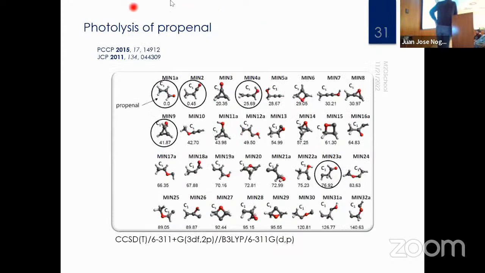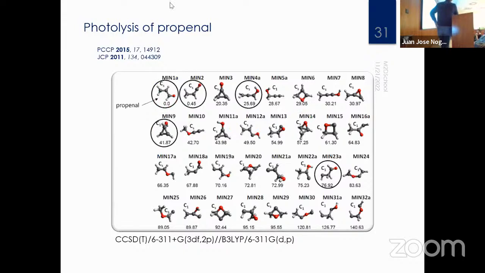This is another example. We studied the photolysis of propanol. We obviously studied the pathways, but here I'm just showing the minimum energy structures. Right? Just to see the comparison between using chemical intuition and using an automated program. So this is propanol, which is the lowest energy structure with the same chemical formula.